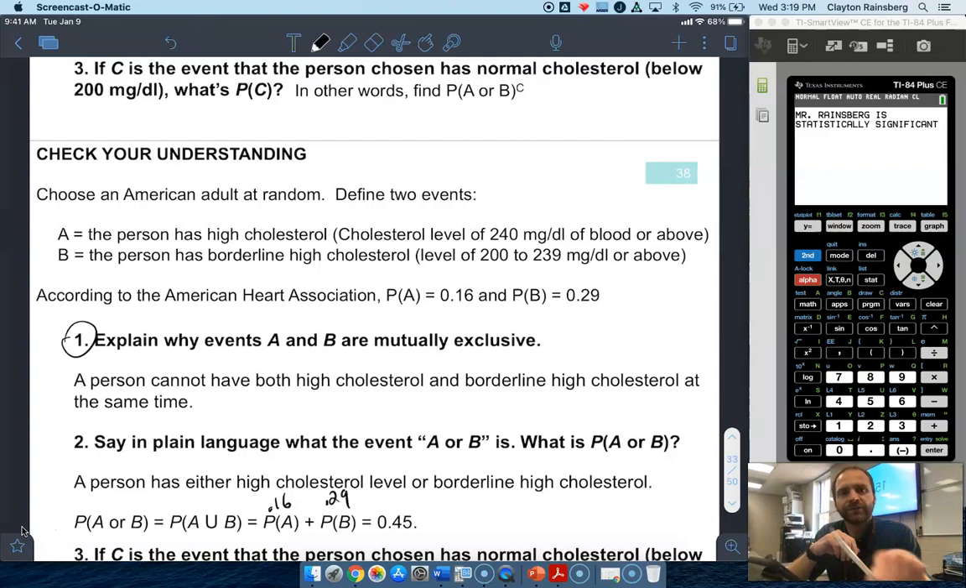So when you're thinking and doing probability, you need to ask yourself, do they have any outcome in common? If they do, subtract the overlapping. If they don't, pretty simple.